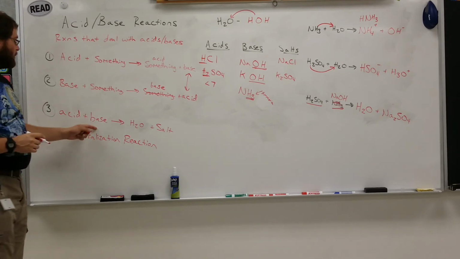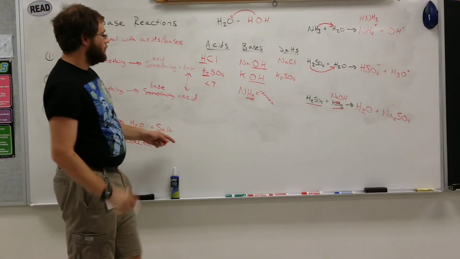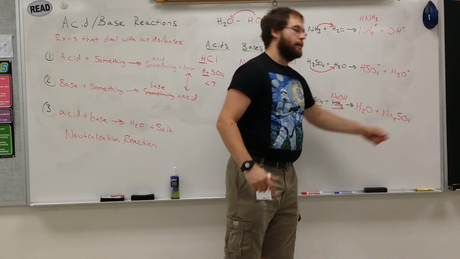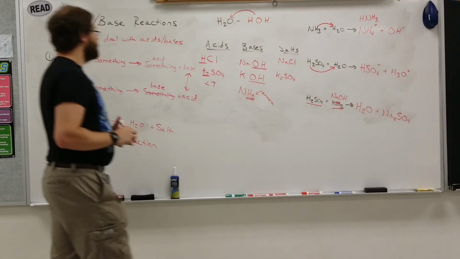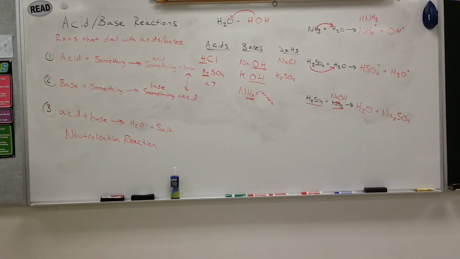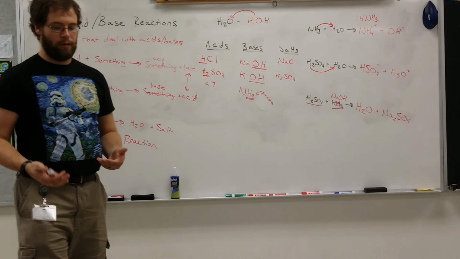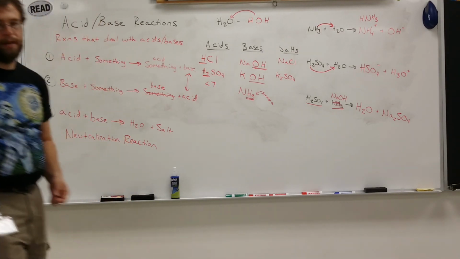And then we've got an acid and a base coming together, and they're going to make water and a salt. And we see that here. We have an acid going with a base, and it makes water and a salt. Okay? So these are the three basic acid-base reactions. They can get a little bit more difficult than this, but for the most part, this is what we're dealing with when we talk about acid-base reactions.